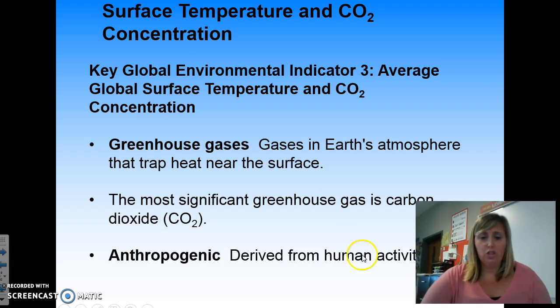In the past 2 centuries, the past 200 years or so, our carbon dioxide levels and our other greenhouse gases in the atmosphere have continued to rise.